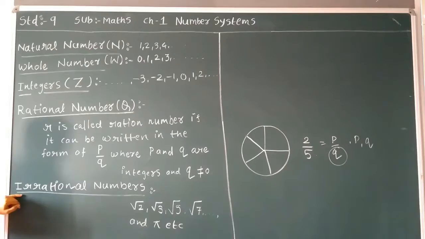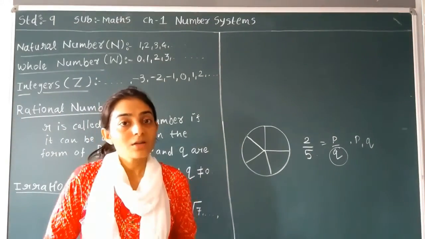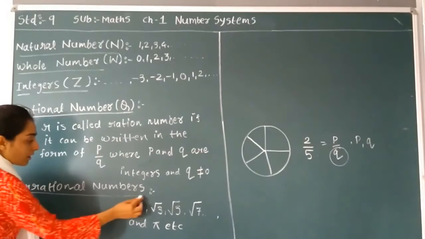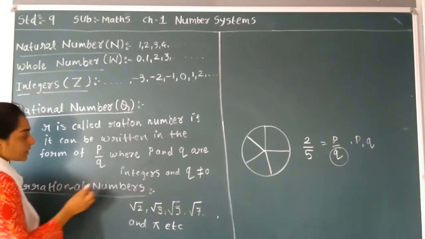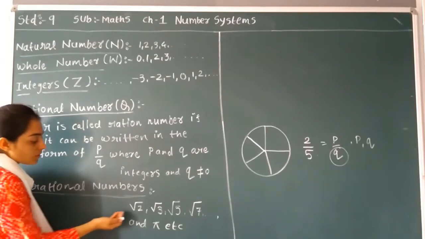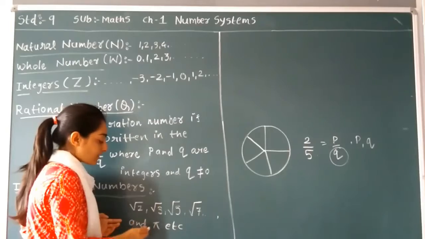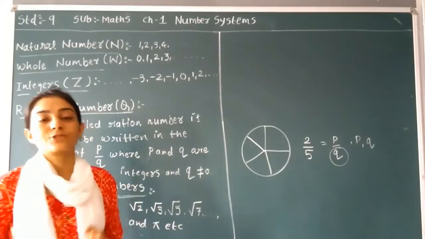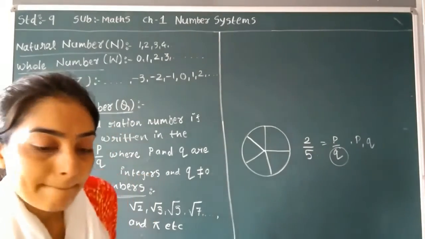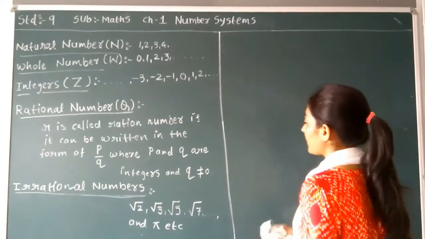Now, the irrational numbers. Some numbers cannot be written in a ratio form. These numbers are like root 2, root 3, root 5, root 7, pi, etc.